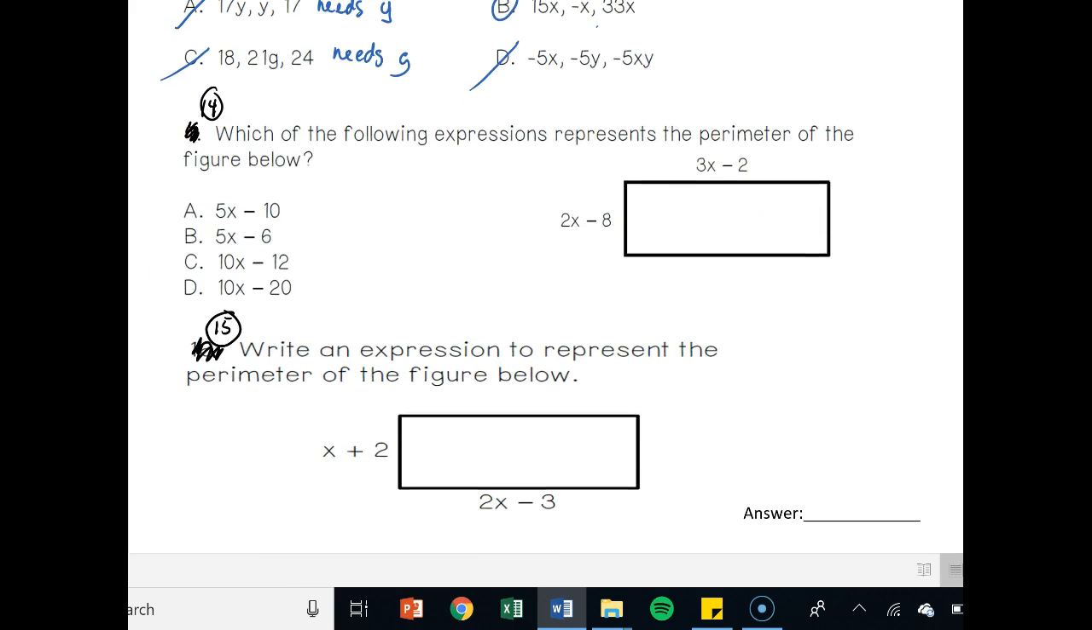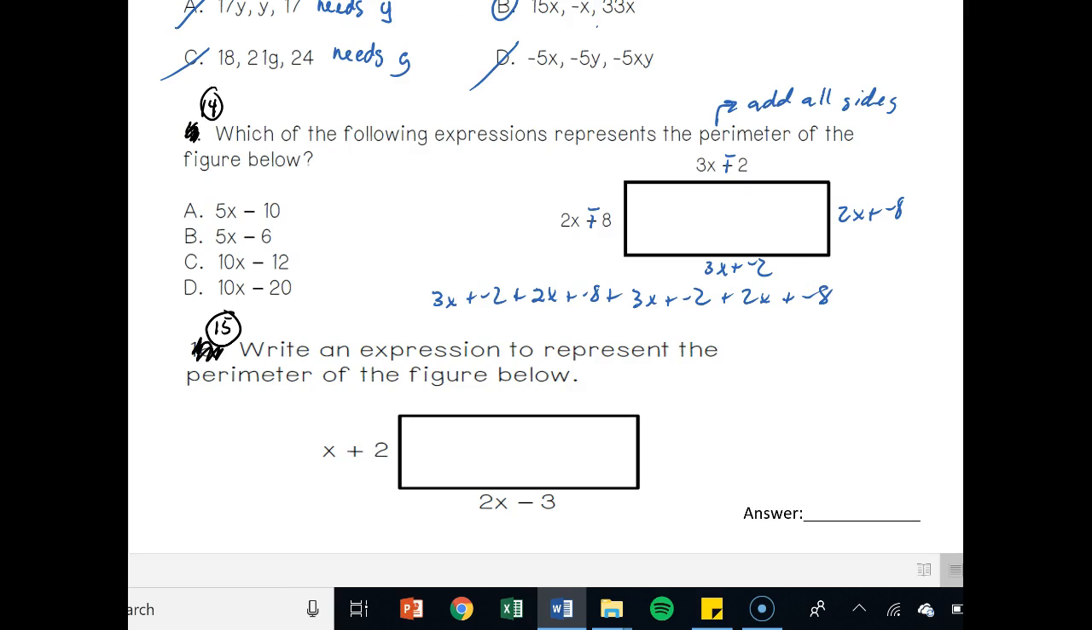At 14, I'm going to help you out a little bit because remember, perimeter means to add all sides. So if you've got expression of 3x plus, we'll call it negative 2 there, that also means that this side is 3x plus negative 2. And if this is 2x minus 8 or 2x plus negative 8, that means this side is 2x plus negative 8. So to find the perimeter of this, you just need to add all the sides. So 3x plus negative 2 plus 2x plus negative 8 plus that side 3x plus negative 2 plus this side plus 2x plus negative 8.